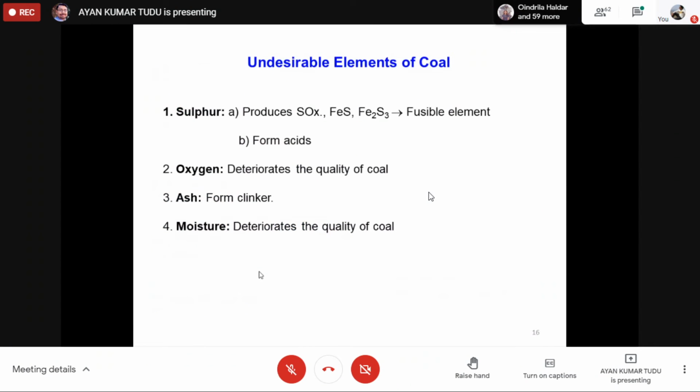So obviously the undesirable elements of coal — sulfur produces SOx, which we call sulfur oxides. These sulfur oxides may form acids also, so it may contain oxygen. যদি অক্সিজেন থাকে তাহলে কোলের কোয়ান্টিটিটা ডিটোরেট করে যাচ্ছে, অ্যাশ তৈরি করছে, ফর্ম ক্লিনকার, মানে সলিড ব্লকস অফ অ্যাশ তৈরি করছে। And if moisture is there, it will also be deteriorating the quality of the coal, and we have to treat those coals before entering the boiler.